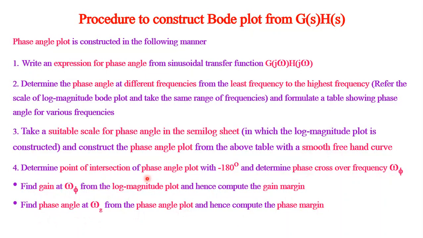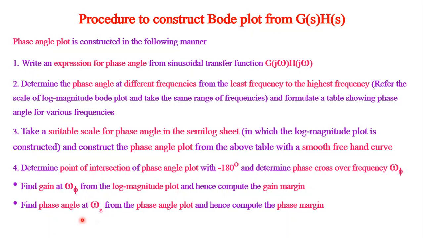Because we have already seen in the Nyquist stability criterion, gain margin is the reciprocal of gain at the phase crossover frequency. Therefore, the phase crossover frequency we can determine from the phase angle plot or by equating the phase angle expression to minus 180 degree. At that frequency, we have to see what the gain is. So the reciprocal of that gain is the gain margin.